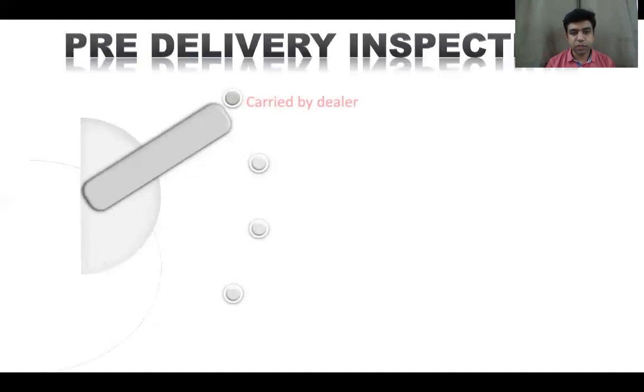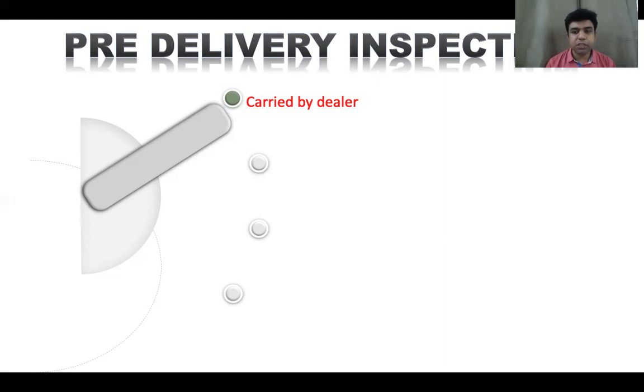In most cases, we just know this by the abbreviation itself, that is PDI. In exams also it has been asked like this: what is PDI? So first of all, we need to know the full form, that it stands for pre-delivery inspection. Now, let us understand who actually does this PDI. A lot of misconception exists about who actually performs this PDI.